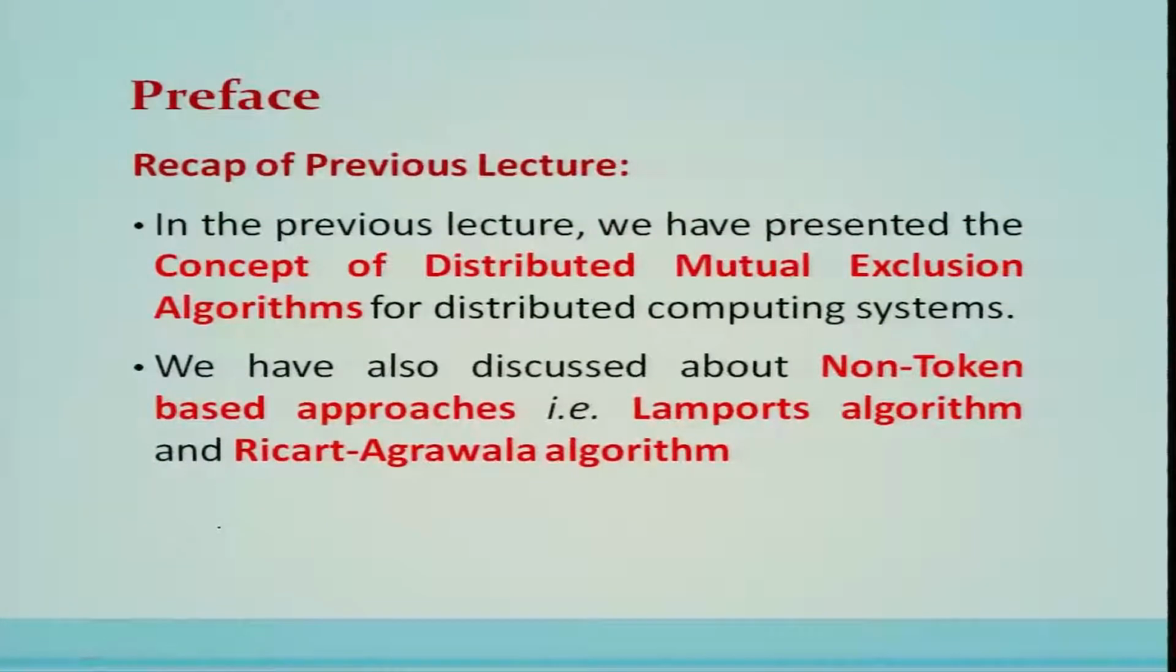In the previous lecture, we have presented the concept of distributed mutual exclusion algorithm for distributed computing system. We have also discussed non-token based approaches, that is Lamport's algorithm and Ricart-Agrawala algorithm. In distributed mutual exclusion, we have seen that the mutual exclusion problem is fundamental to distributed systems. Now, this particular mutual exclusion ensures that the concurrent access of processes to the shared resources or the data is serialized.